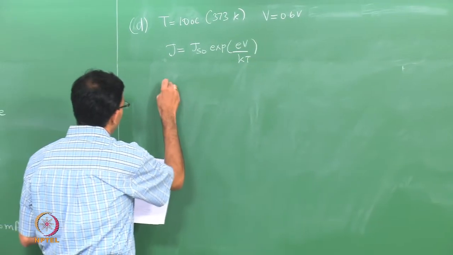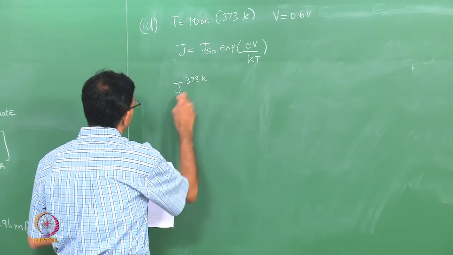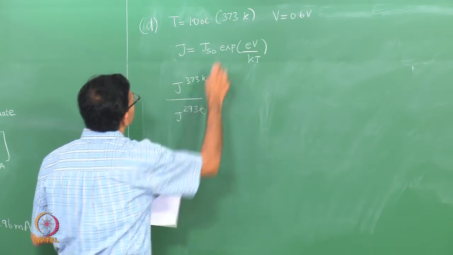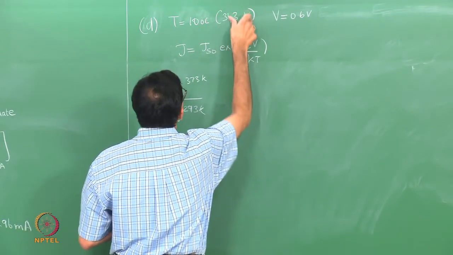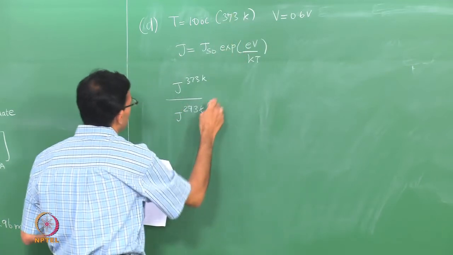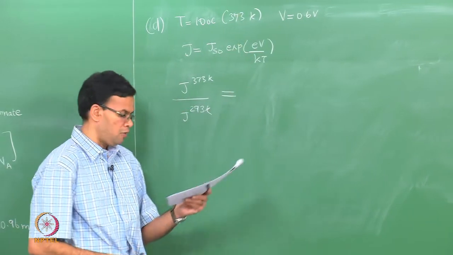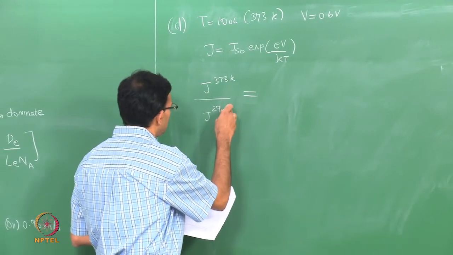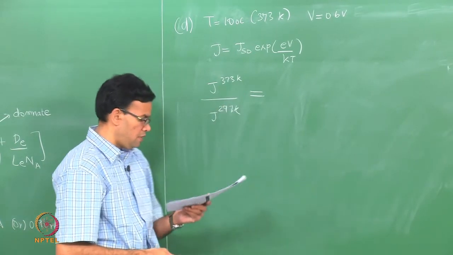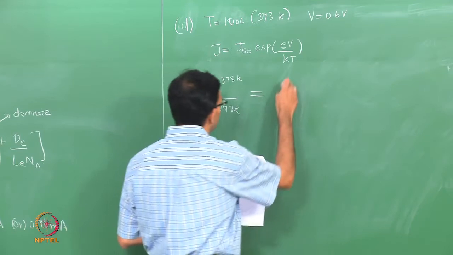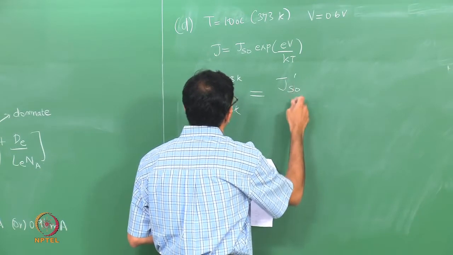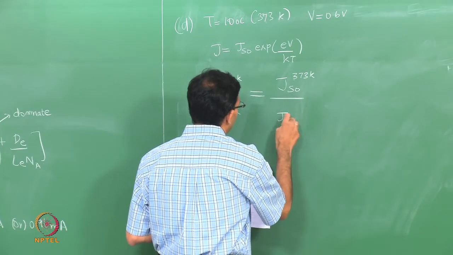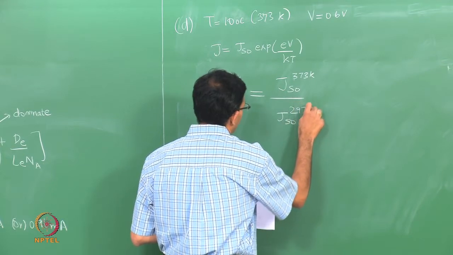So, ratio of J at 373 Kelvin to that at 297 Kelvin, which is room temperature. So, this should be 373 by 297 Kelvin. Let me write this as JS naught at 373 Kelvin divided by JS naught at 297 Kelvin.